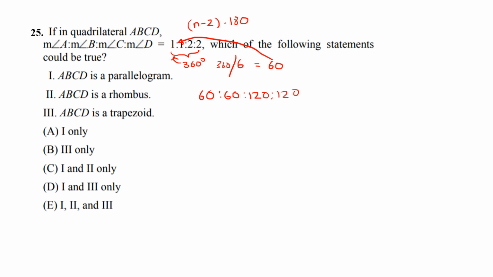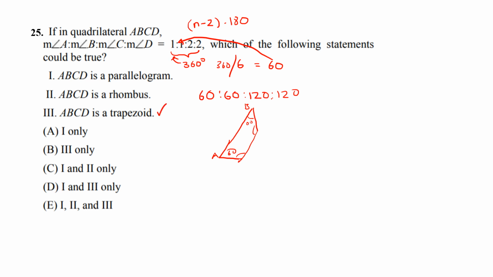And with that, what can we do? Let's draw our quadrilateral based on this, right? So if angle A is 60 and angle B is also 60, and these two are 120, what does that look like to you? That looks like a trapezoid, right?